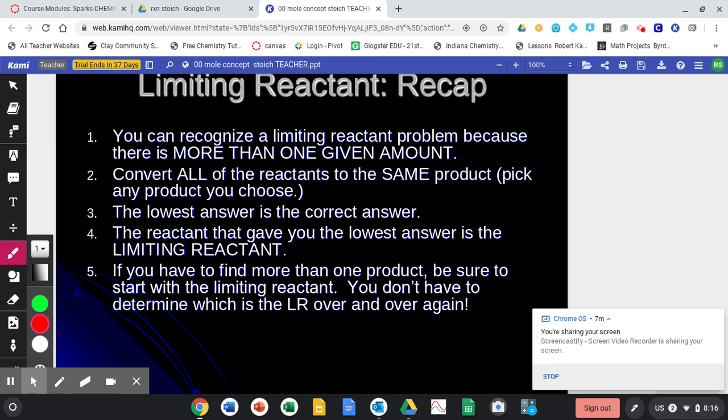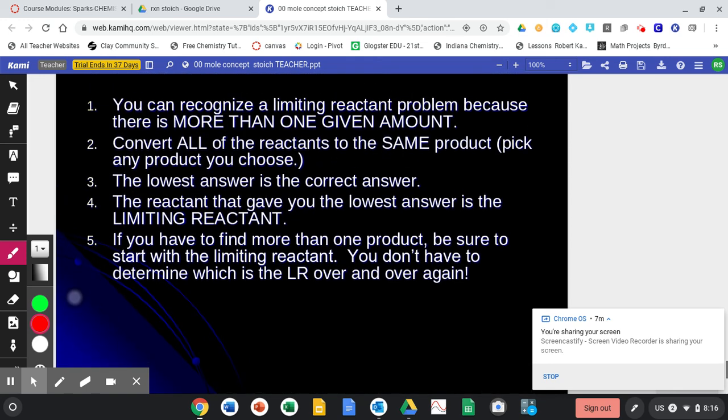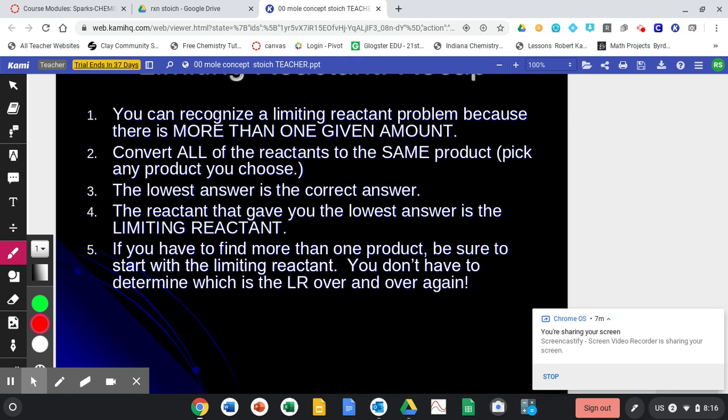Number 5, we're probably not going to utilize too much. You are going to be assigned worksheet 4, sort of. I'm going to save the percent yields for another day. So we're going to work on 3 limiting reactant problems today.